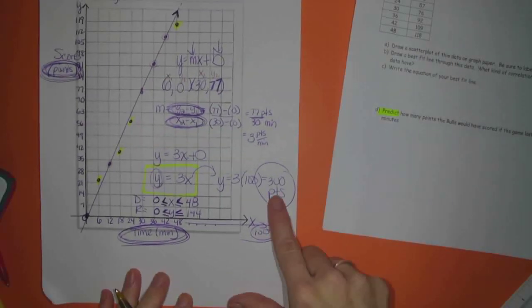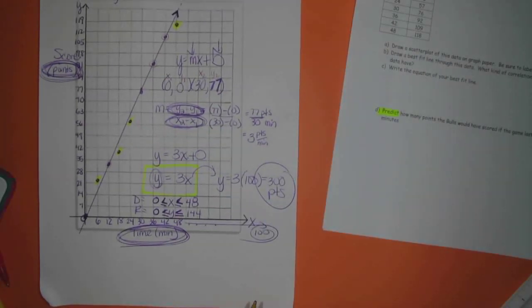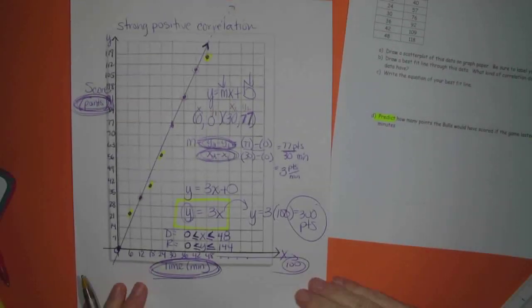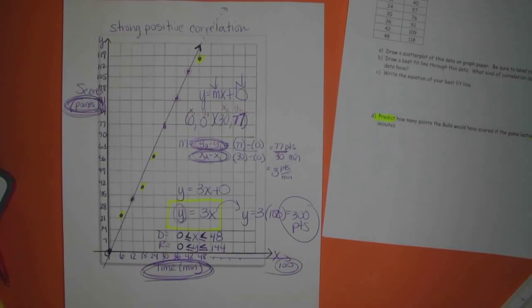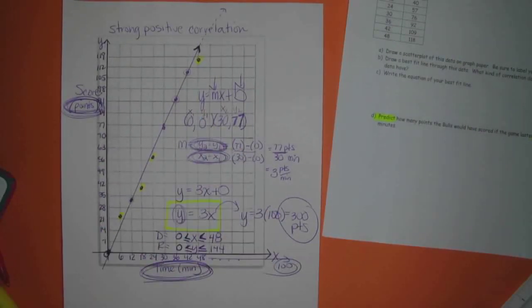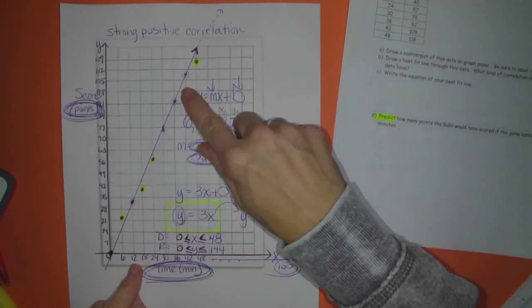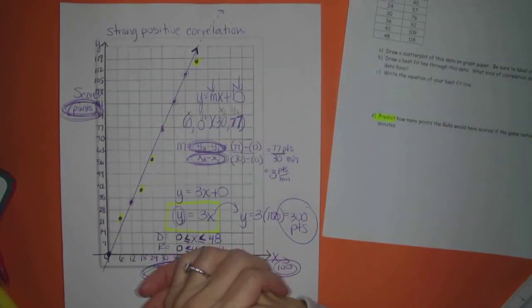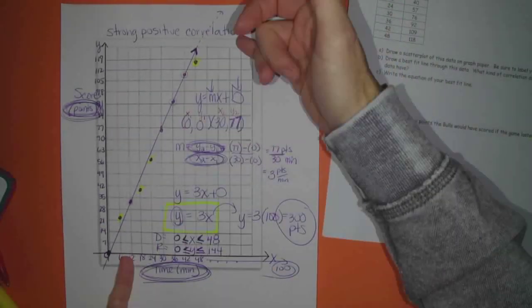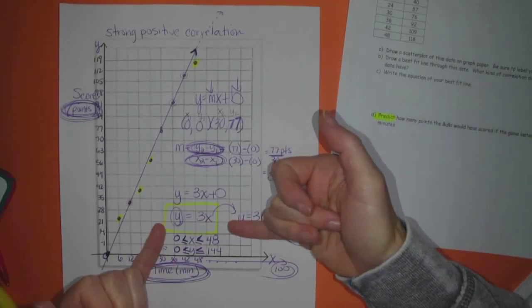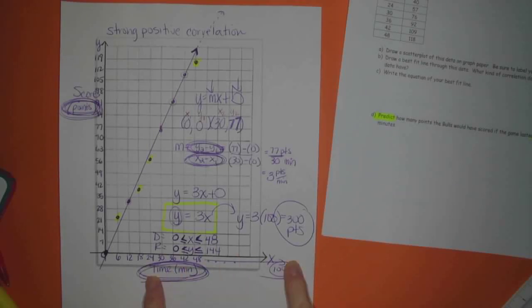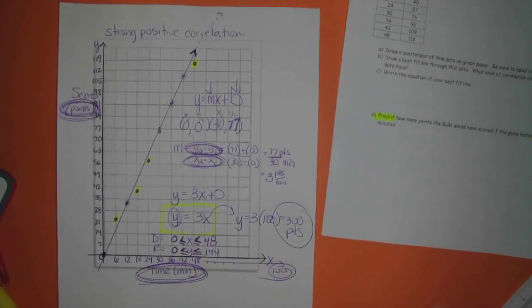So if the Bulls continue to perform at this level, scoring 3 points with every passing minute, then by 100 minutes, they are going to score 300 points. This is really awesome, guys. This is how predictions are made in math. You look at data, you plot data, you look at the trend. Is it positively correlated? Is it negatively correlated? Does it look like it could be linear? If so, write an equation that models the data, and then you can use it to make predictions into the future. Very cool.